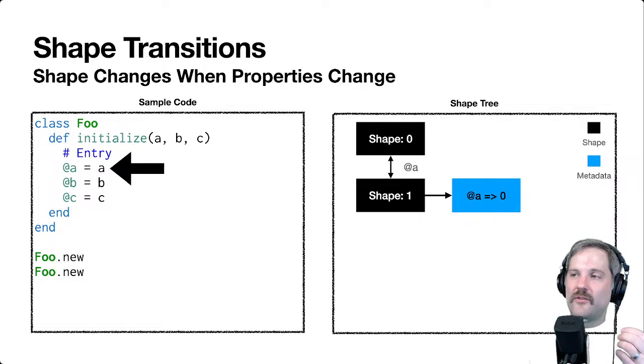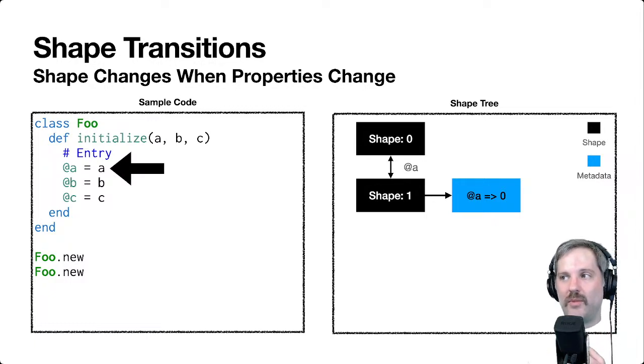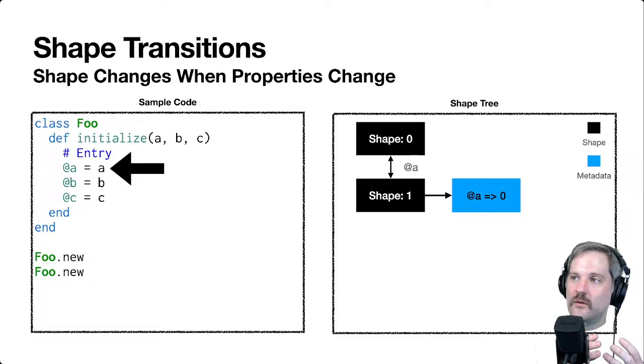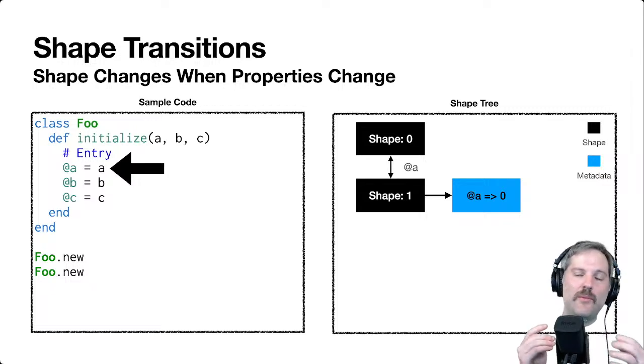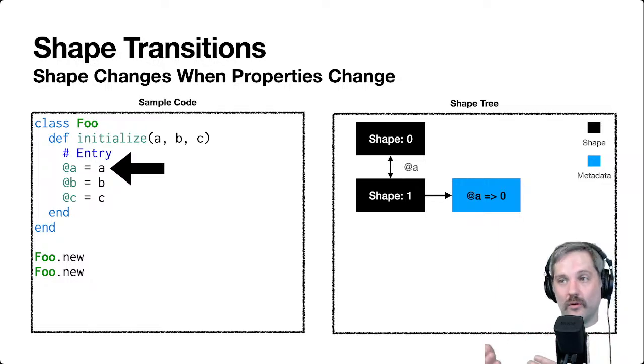when we set that instance variable, we ask, what is the index of A? Well, at shape 0, we don't know about A, so we have to make a transition to the next shape. We say, okay, we're gonna add the instance variable A, and by adding that A, we'll transition to shape 1. We'll keep a map of the instance variable name to the index, and since we've never seen A before, A will go to index 0.